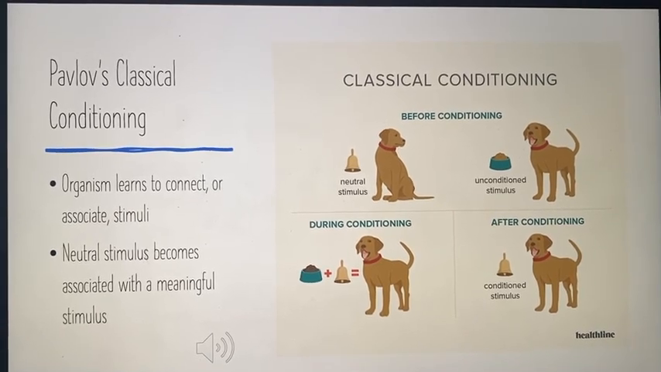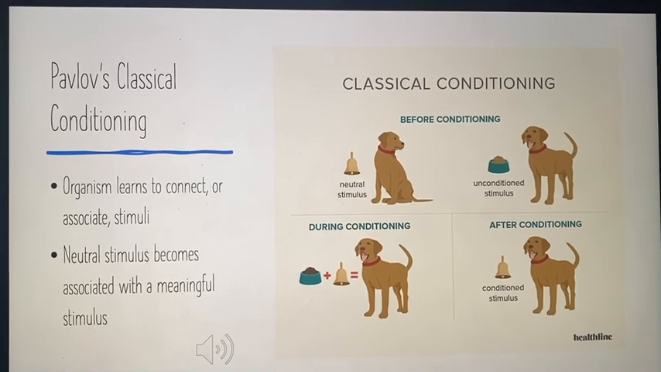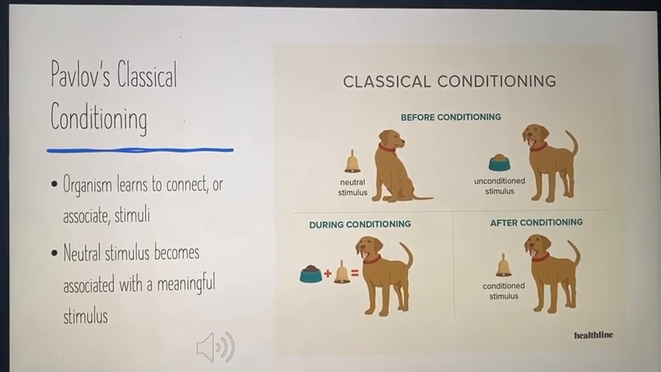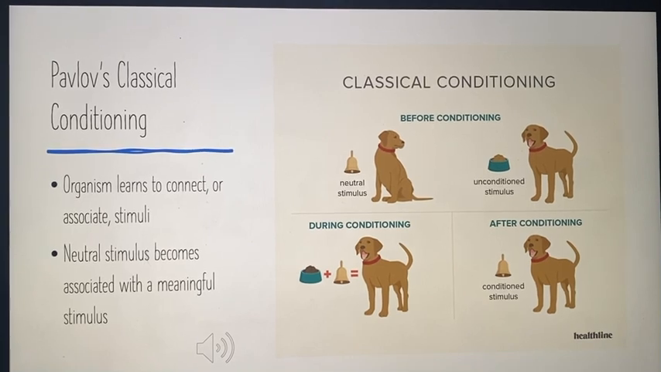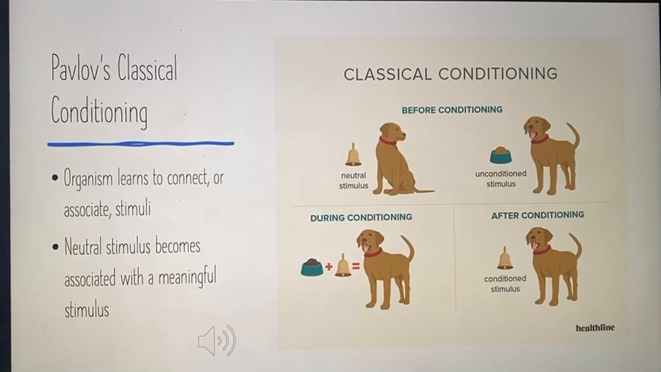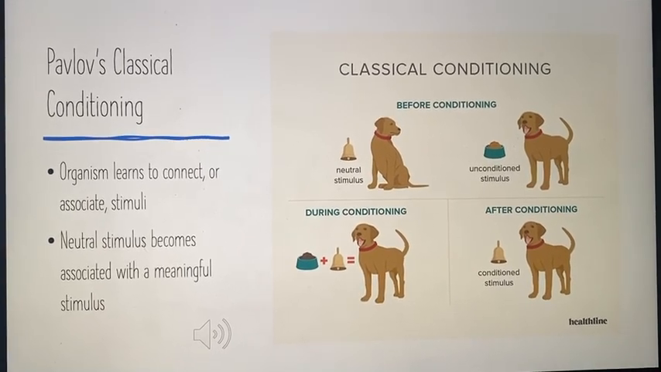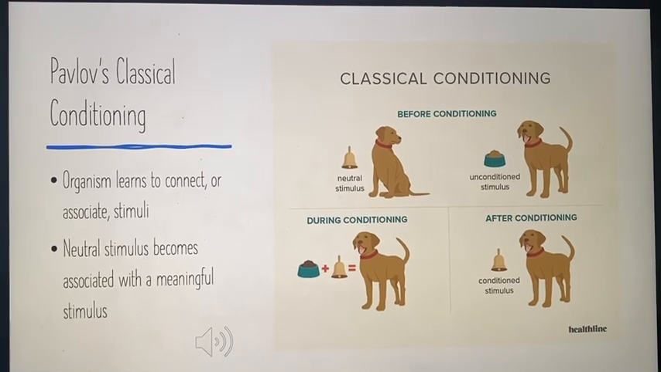So before conditioning, you have a neutral stimulus, like a bell, ringing the bell. The unconditioned stimulus is the food. So when you ring the bell and place the food, that dog is going to think of ringing the bell as getting food. And then you could further use this in your classroom as classical conditioning.